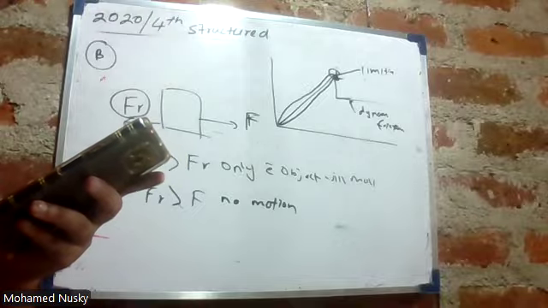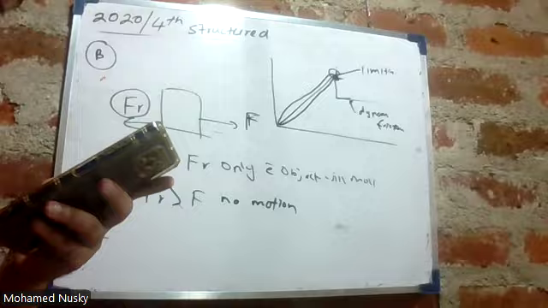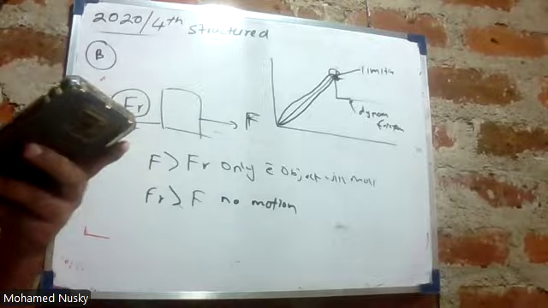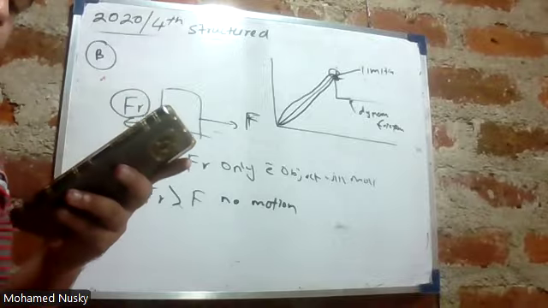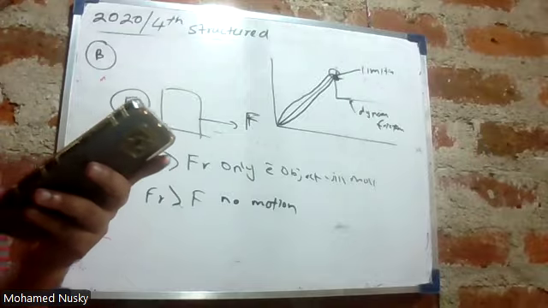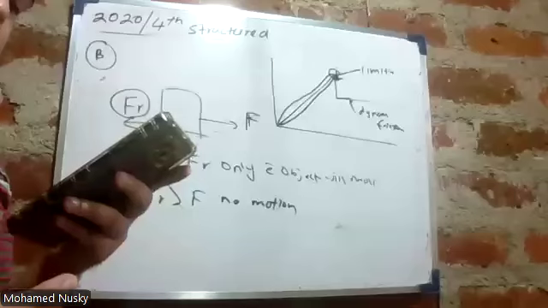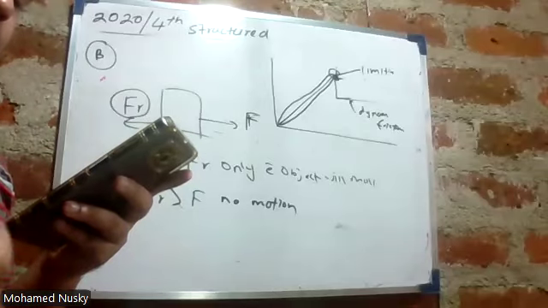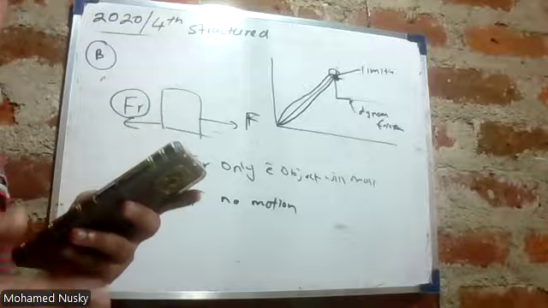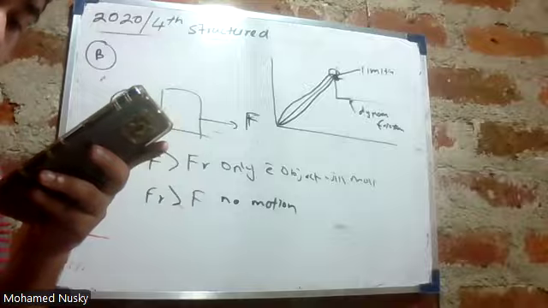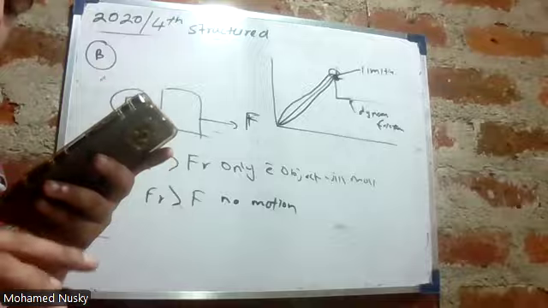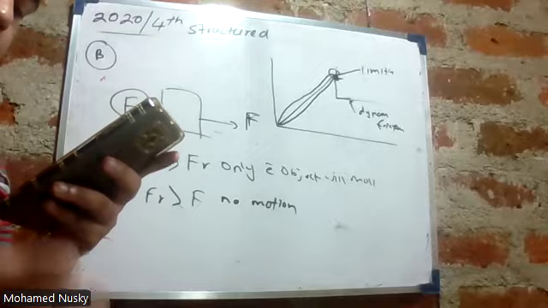Suggest a method that can be practically applied to change one factor you stated in B above. Now, what are the two factors? Nature of the contact surface and the normal reaction. How can you change the nature of the surface in order to change one factor? What can you do?